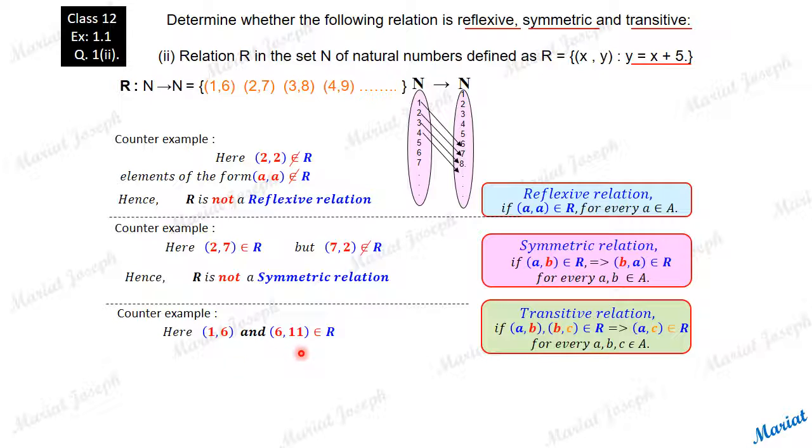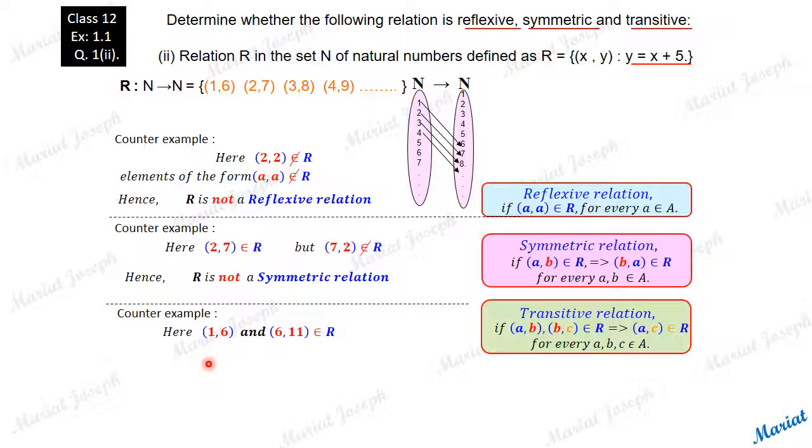(1, 6), (6, 11). Yes, b is kept common, b is the same, 6. But do these two elements really belong to the relation? Yes, I can see (1, 6) here. But (6, 11) I did not write here. Let's see whether (6, 11) as such belongs to the relation. x is equal to 6 and y equal to 11. x equal to 6 gives 6 plus 5 equal to 11, and y is equal to 11, so it's correct. So both of these pairs do belong to the relation.